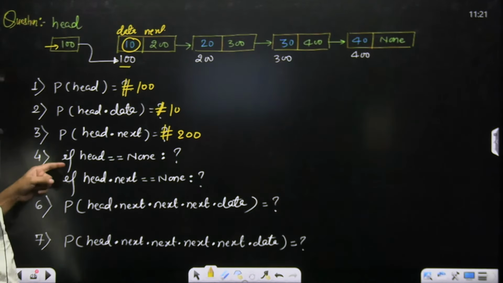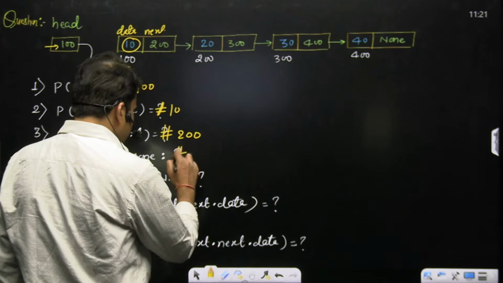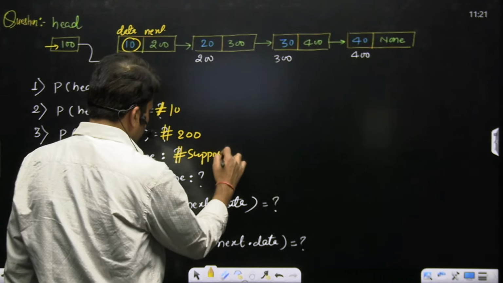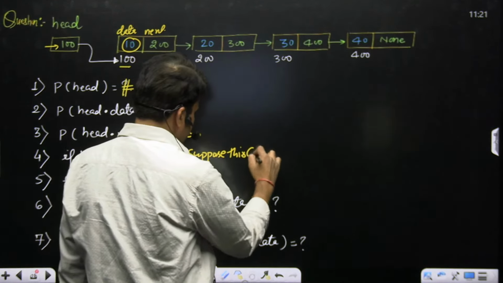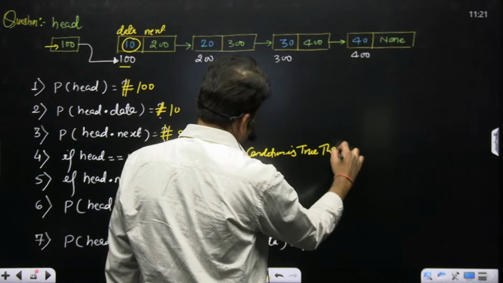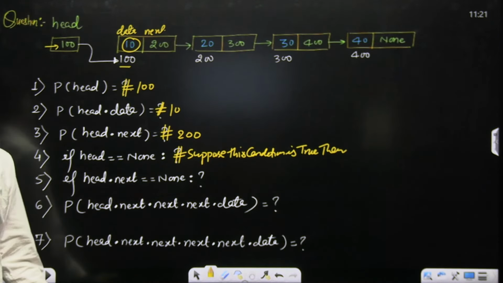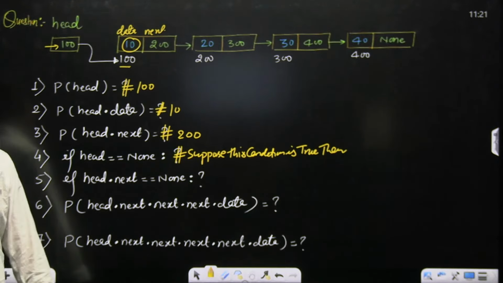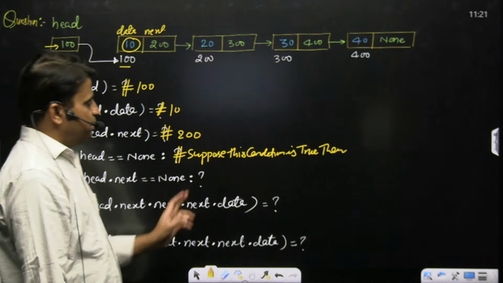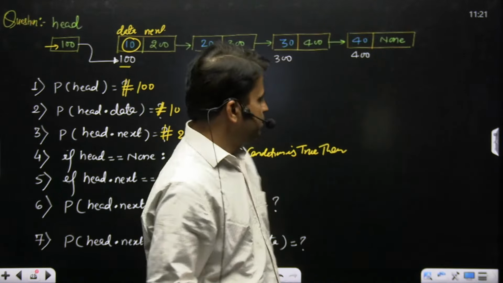Similarly, fourth line. Suppose this condition is true, then what is the meaning of this, student? If head equals None, suppose this condition is true, then the linked list is empty. If head is pointing to None, then the linked list is empty.